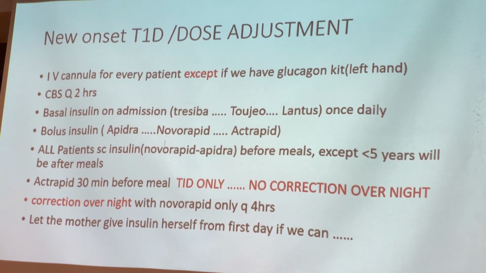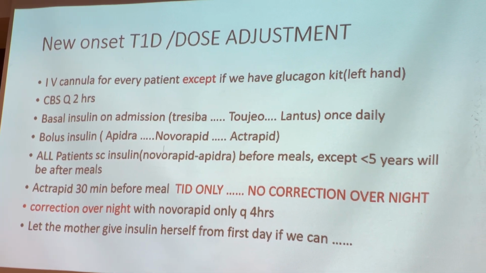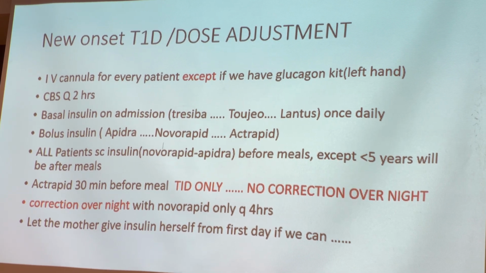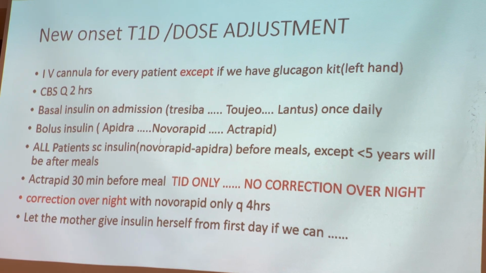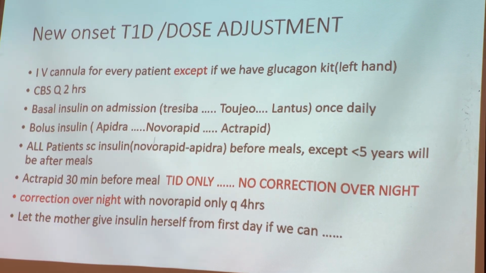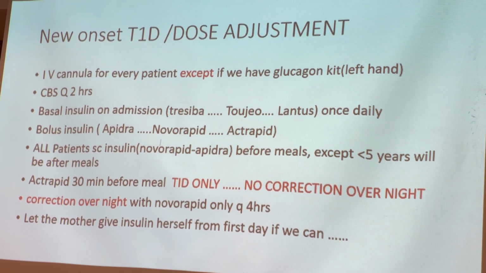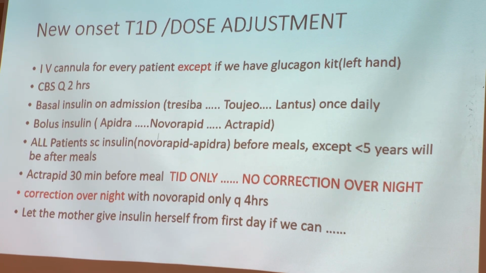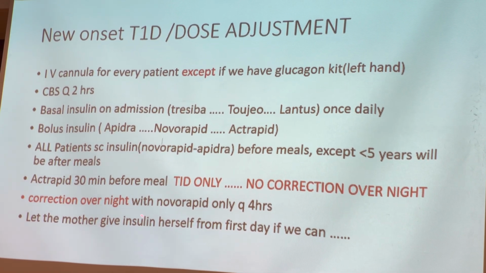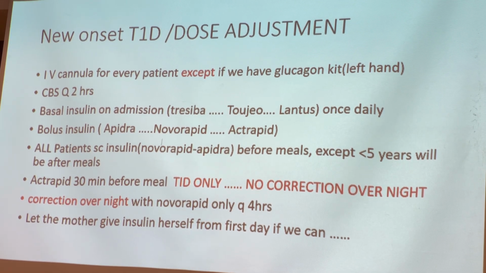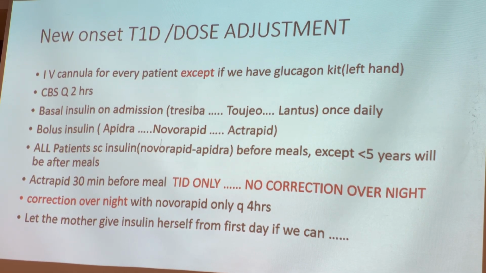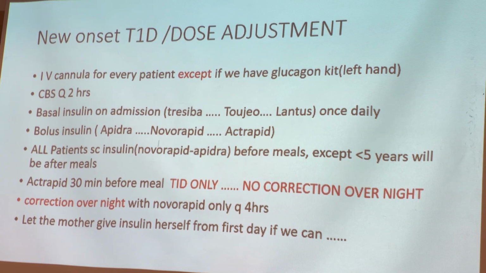This is what happened before. The nurse gave a correction with Actrapid 2 or 3 hours after the meal, and this caused severe hypoglycemia to the patient. Correction overnight with Novorapid only, every 4 hours, if the blood sugar is high and the patient is sleeping. You can give correction according to the equation you have.